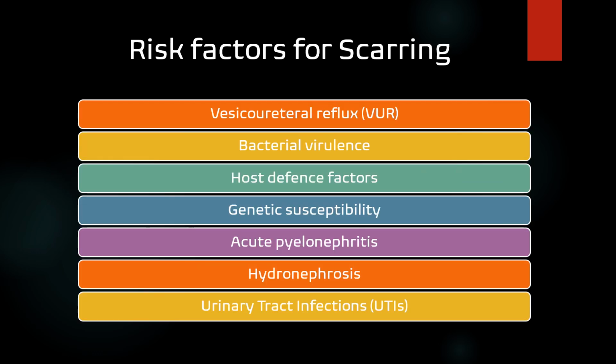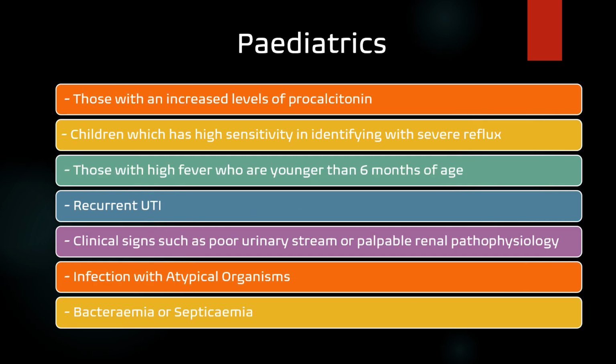In the context of the risk factors that pertain to scarring, there are several bases. First and foremost, there's vesicoureteral reflux, as mentioned, VUR. There's bacterial virulence. There's host defense factors. There's genetic susceptibility. There's acute pyelonephritis. There's hydronephrosis. And again, there's urinary tract infections or UTIs.